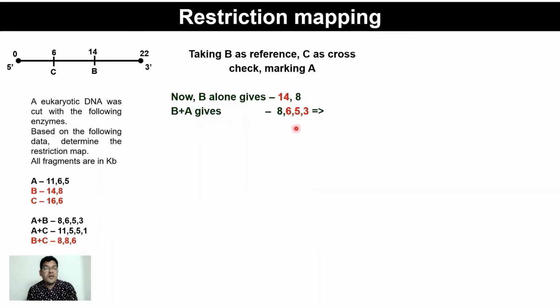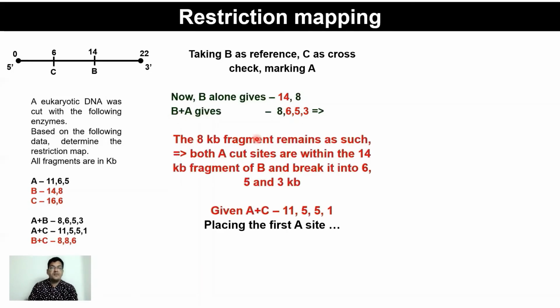The implication is that both the cut sites of A are within the 14 kb fragment of B, because the 8 kb fragment of B remains the same size on digestion with B plus A together. The 8 kb fragment remains intact and is not digested on double digestion with A plus B, which means that both A cut sites are within the 14 kb fragment of B, and break it into 6, 5, and 3 kb fragments.